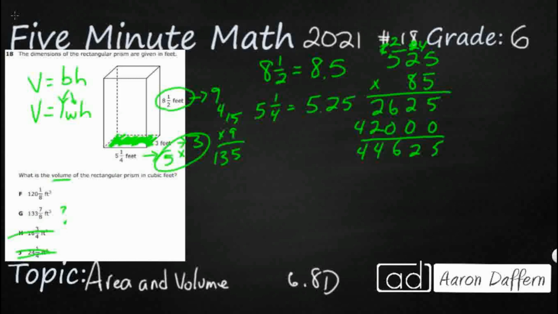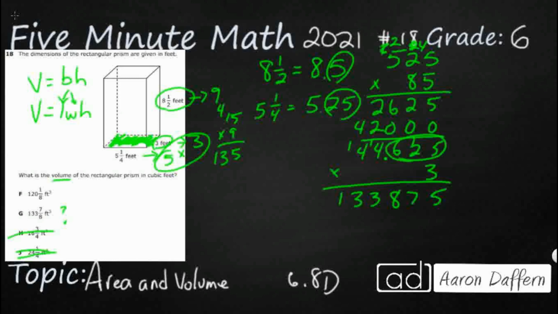Now, here's the thing. We have 1, 2, 3 digits behind the decimal in the factors, so we need to have 1, 2, 3 digits behind the decimal in our product. So 44.625. Now we have to multiply this by 3. So that's a lot, but at least it's a one-digit number, right? So that's 15. That's going to be 6. That's 7. That's 18. 3 times 4 is 12. Add that 1 back in is 13.